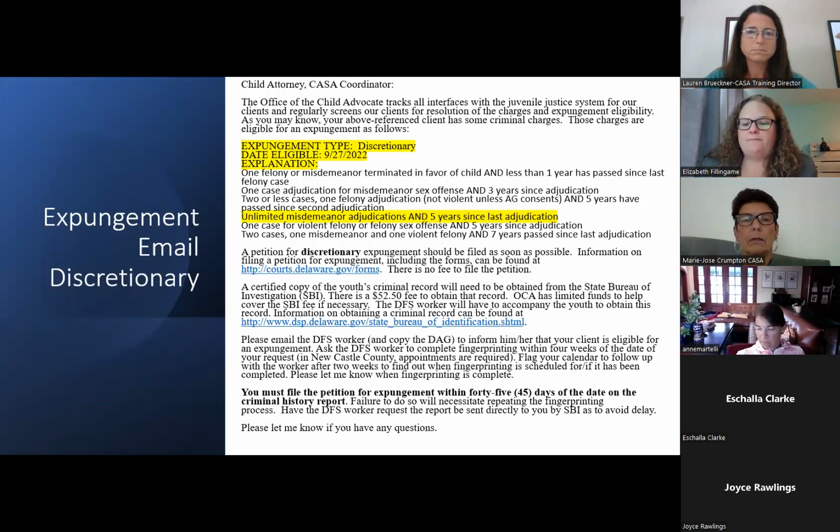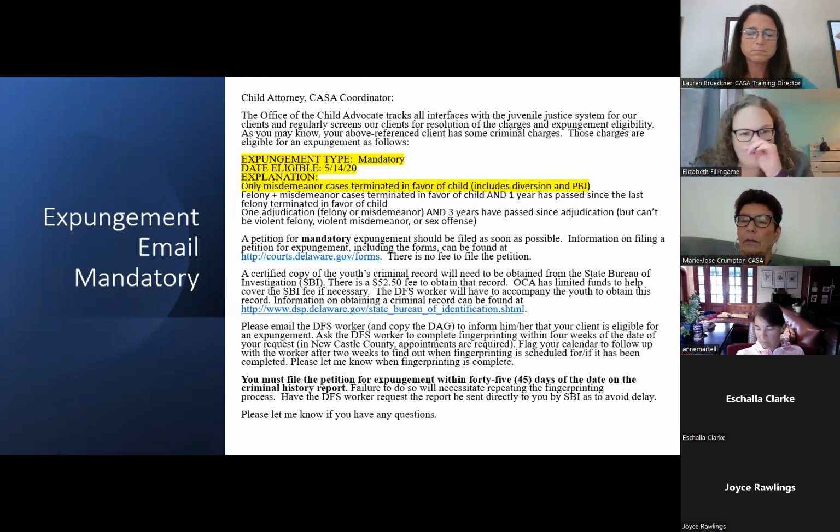So that's a discretionary one. The mandatory one is almost exactly the same. The language is all the same, except up top under the explanation. And again, I highlight why they qualify for it. So best practice is to print out this letter and give it to the client if we know we're not going to be able to file it on their behalf because we're not going to be their attorney by the time they qualify, right? And then what they do with it is really up to them. But at least they've been given something that tells them what to do and how to do it and when to do it.